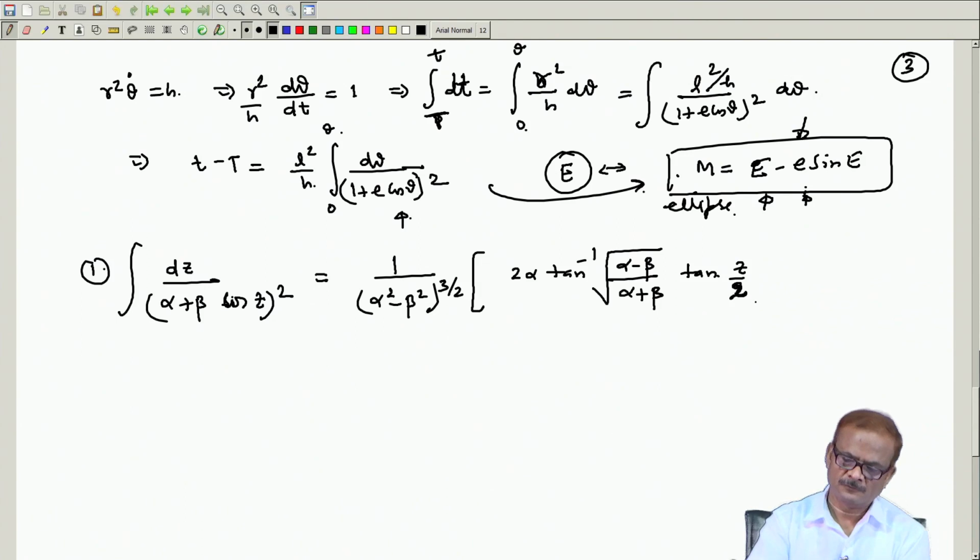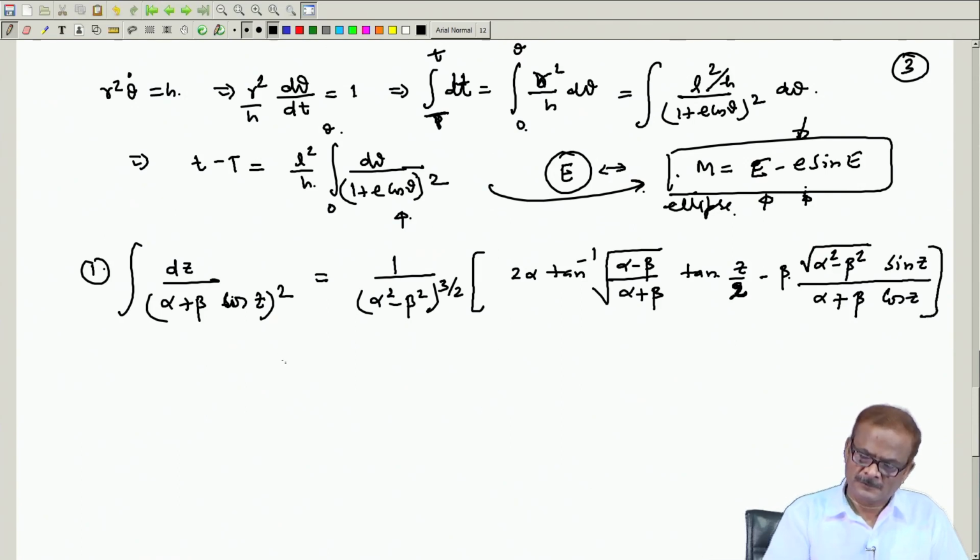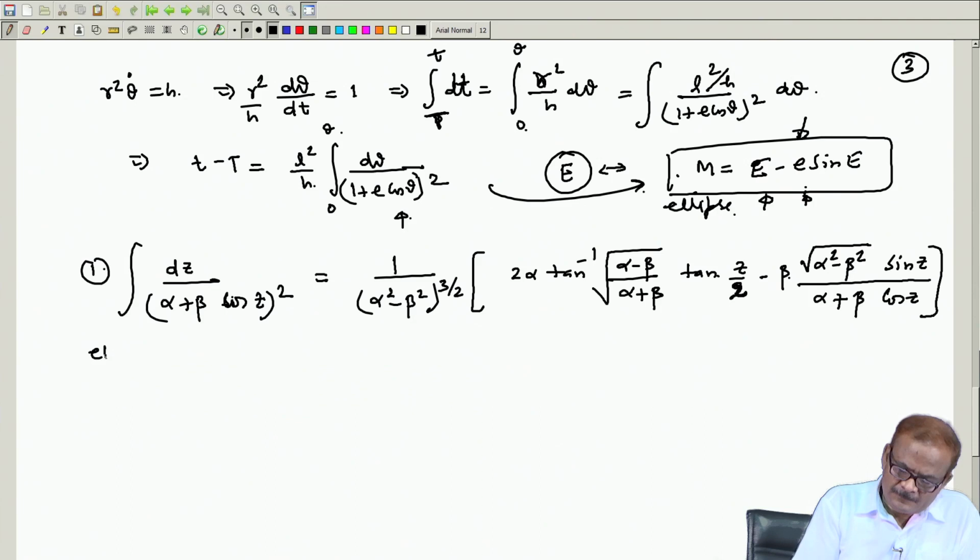This is tan z by 2, okay, tan z by 2, minus beta times the square root of alpha square minus beta square times sin z, divided by alpha plus beta cos z. So, this is for ellipse, this can be used for ellipse.